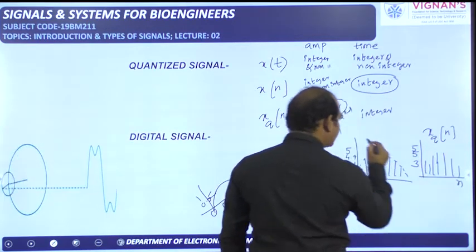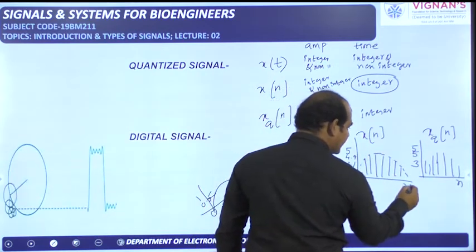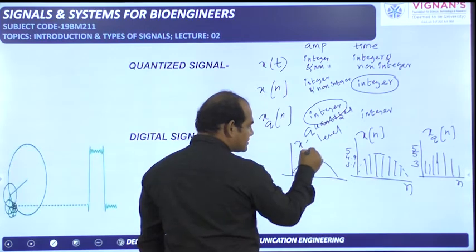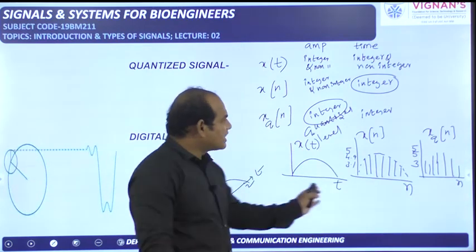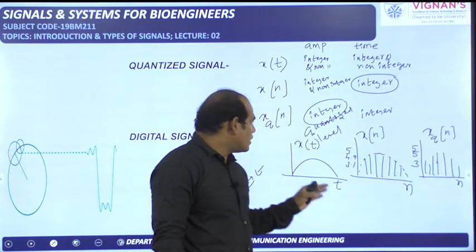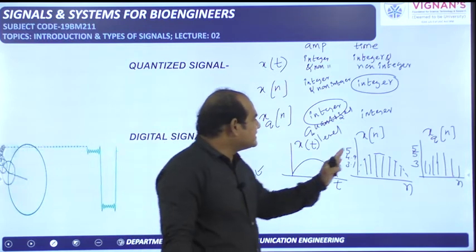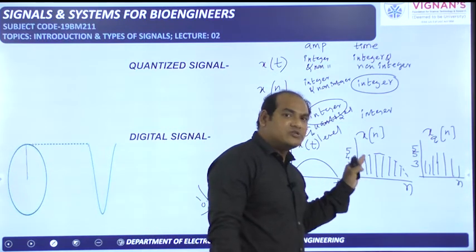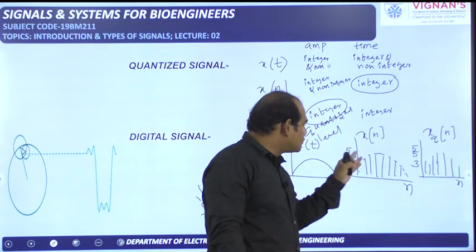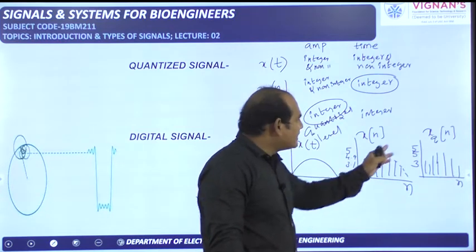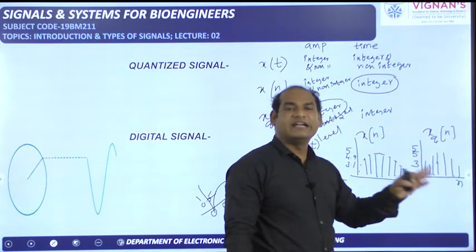Here n is there. This is a sampled signal represented with x of n. Here n is there. It is a continuous time signal. It is x of t. It is t. Okay, now you can understand the difference. So in the continuous time signal, continuously amplitude is changing. In the discrete time signal, the amplitude is defined for integer values of the independent variable, that is n, but amplitude can be integer and non-integer. But in case of the quantized signal, the amplitude and time both can be integers only.